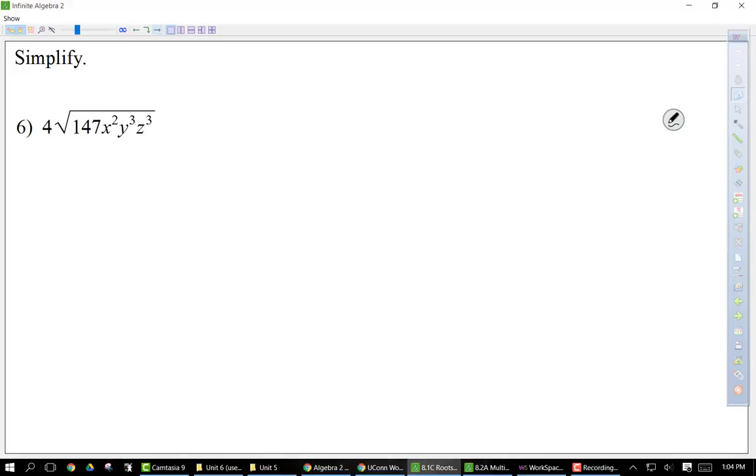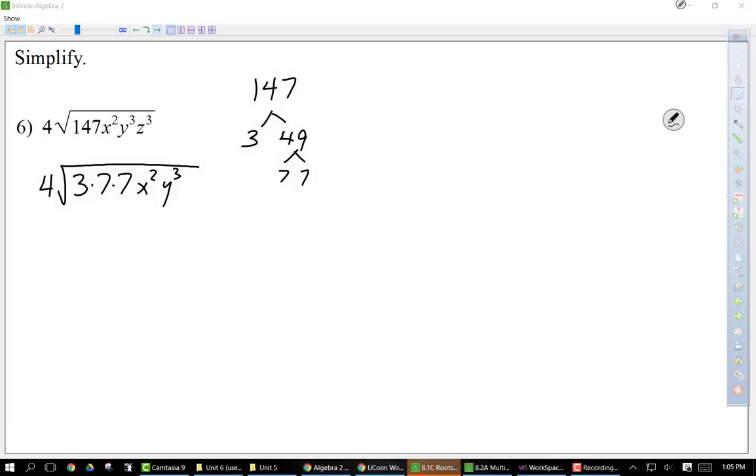All right, I'm still, again, dealing with square roots. So I'm going to take the 147, and I'm going to try to factor. This can be divisible by 3, so it's 3 times 49, and then I have a 7 and a 7. So I have 4, which is still there up front, times the square root of 3 times 7 times 7, x squared, y to the 3, z to the 3.